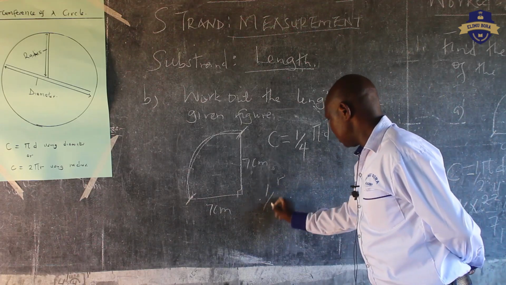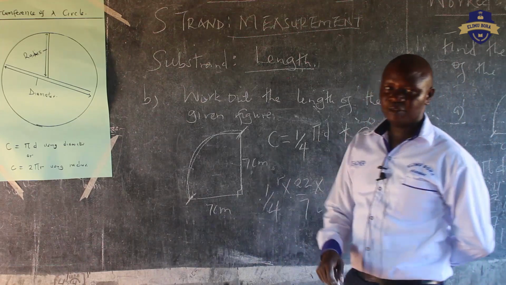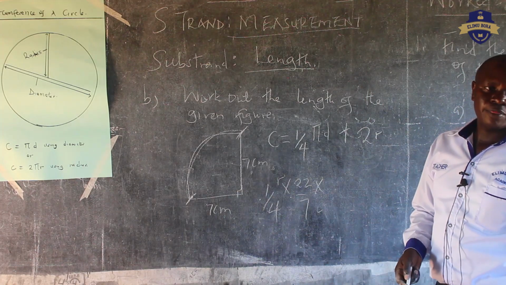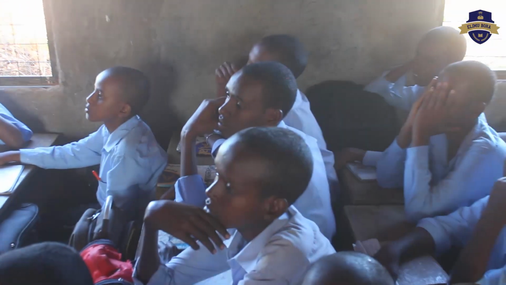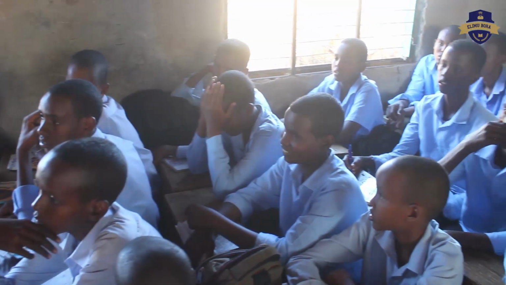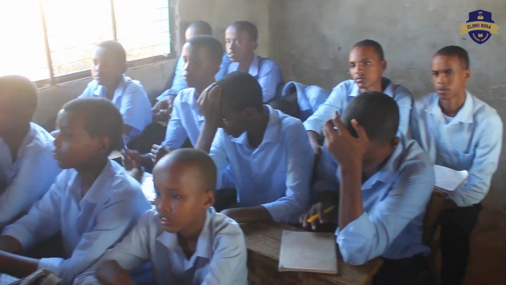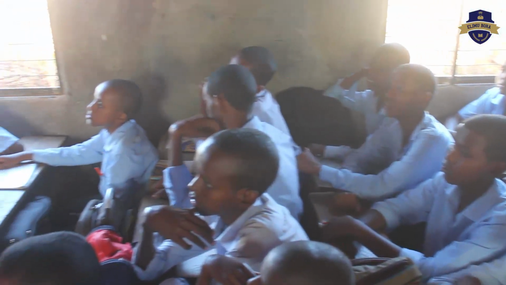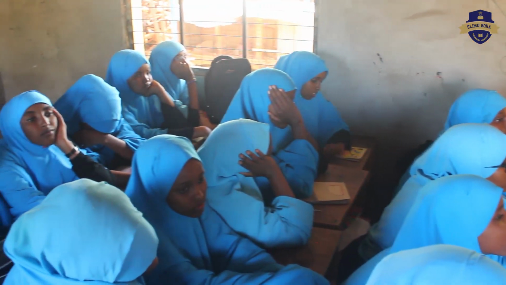So it will be a quarter times 22/7. If our radius is 7, what will be the diameter? The diameter will be 14. How did you get 14? It is 7 times 2, isn't it? Because we know that diameter is equal to 2 radius. Are you getting it? So it will be 7 times 2, which is 14.